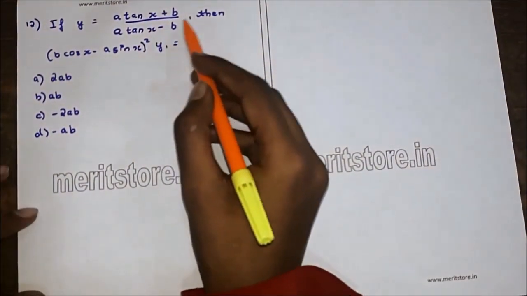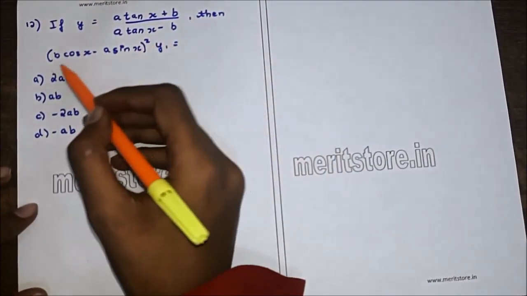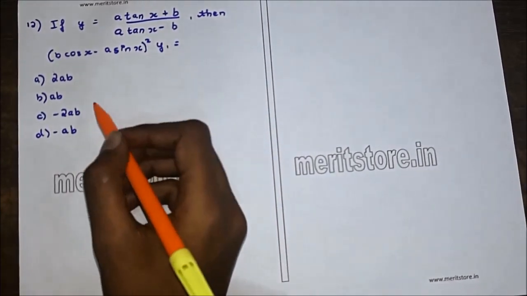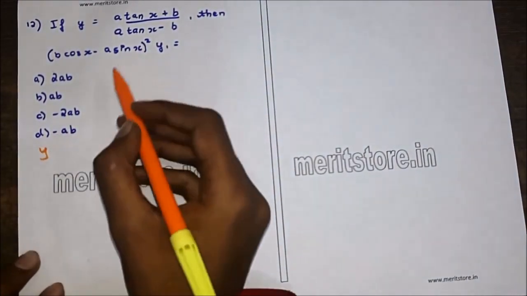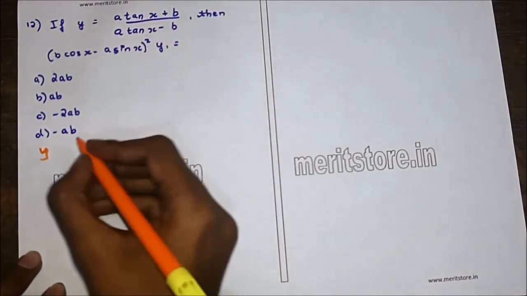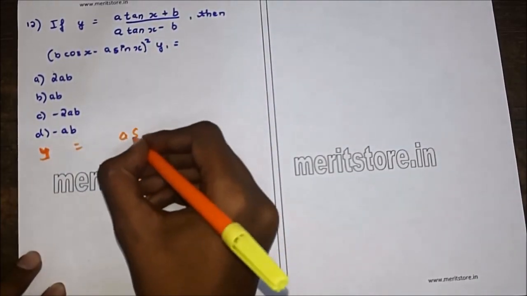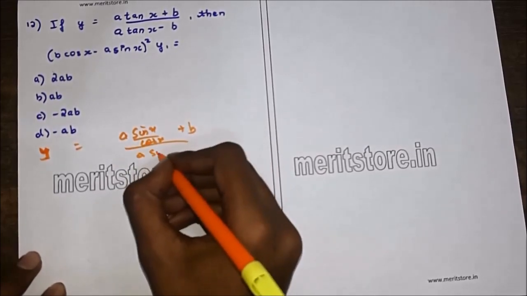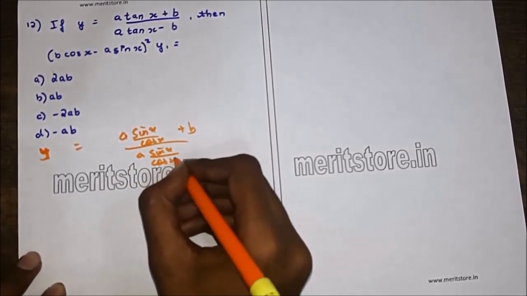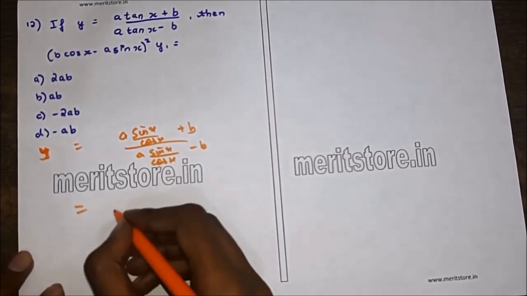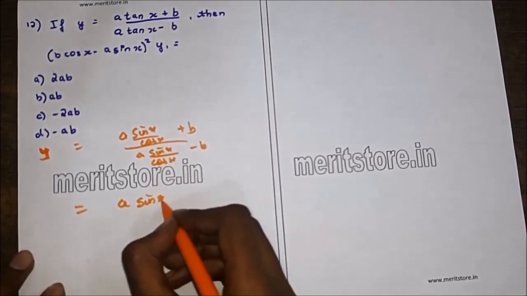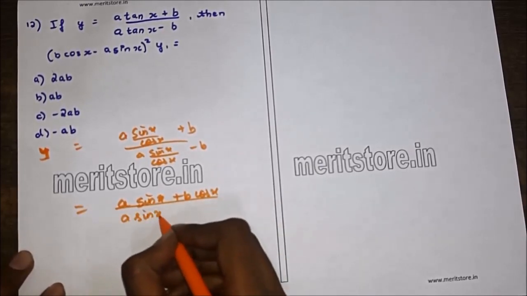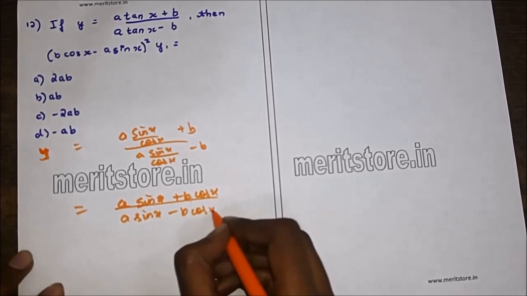If y is (a tan x plus b) upon (a tan x minus b), then the value of (b cos x minus a sin x) the whole square into y1 is, these are the options. So we differentiate, first we convert tan x into sin and cos. So y is (a sin x by cos x plus b) upon (a sin x upon cos x minus b). So this can be written as (a sin x plus b cos x) upon (a sin x minus b cos x). So this is y.